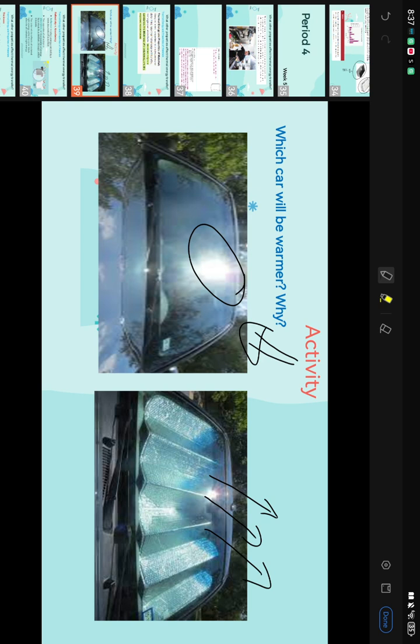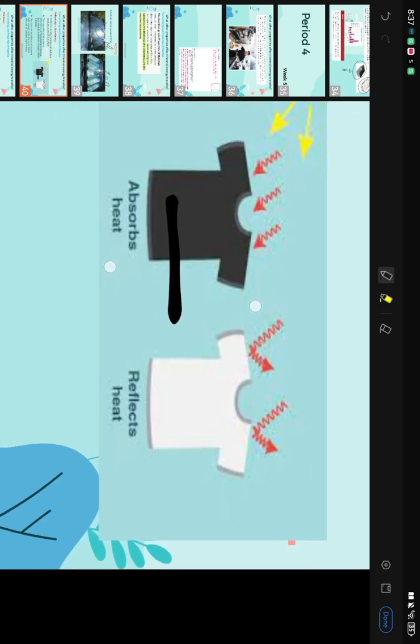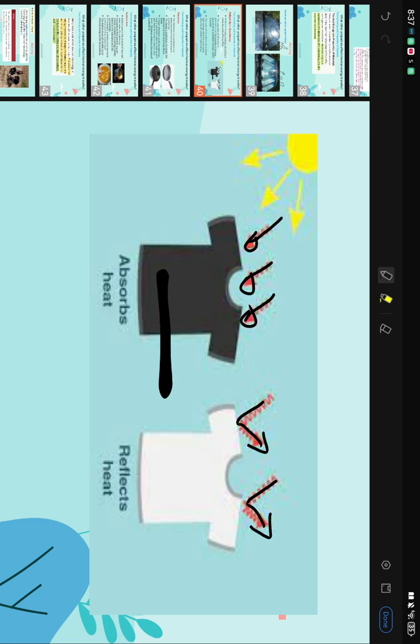So if you wear a black shirt and a white shirt, we can see the white shirt reflects the sunlight, so this one will be colder, and the other one, the black one, will absorb sunlight, or absorb heat from the sun, so it will be warmer.